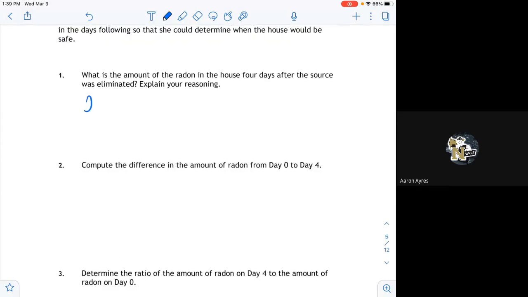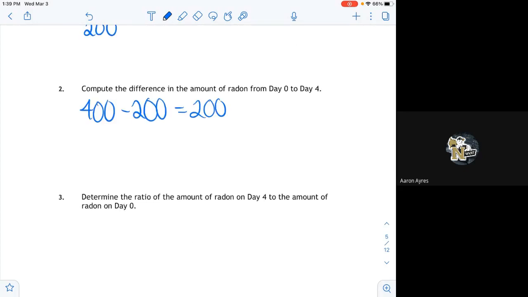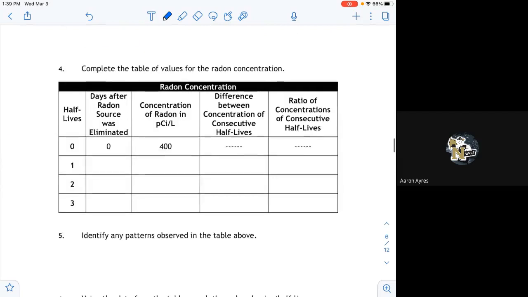What's the amount left over? 200. The difference in the amount: 400 minus 200 equals 200. What's the ratio from day 4 to day 0? We'll worry about that in a minute. Let's go on this table. Days after radon source was eliminated. One half-life would be 4 days, correct? Another half-life would be 8. Another would be 12. 400 goes to 200 goes to 100 goes to 50.